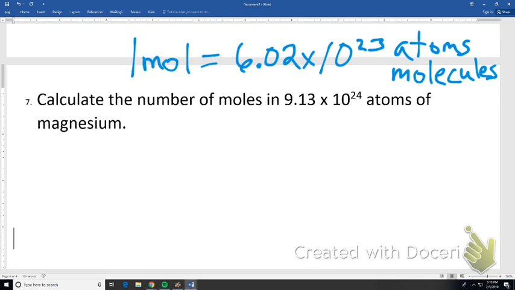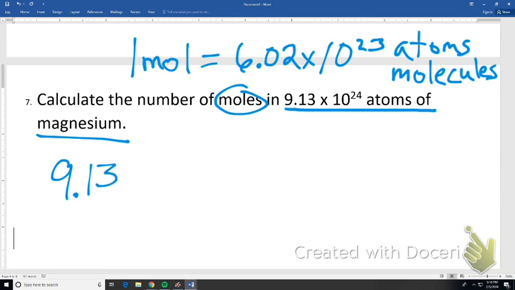Mark our text. Calculate the number of moles in 9.13 times 10 to the 24 atoms of magnesium. That's what we're given. And we want to calculate moles. I know that's a huge number and it's scary, but it's just a number. It's okay. We're going to do the same thing we've been doing. All right, I underlined. That means that goes in the top left. 9.13 times 10 to the 24 atoms.